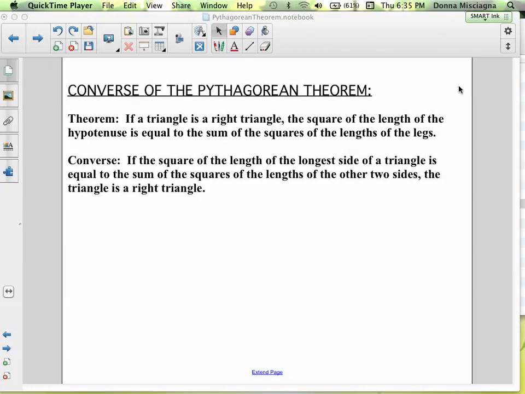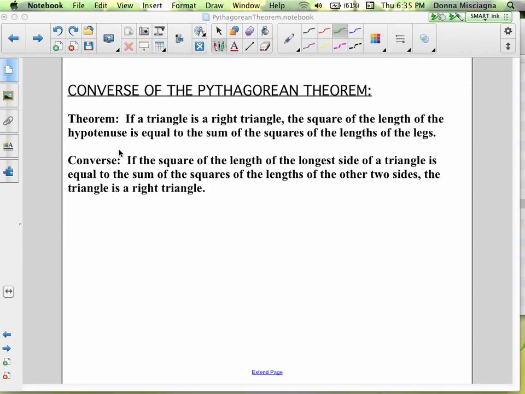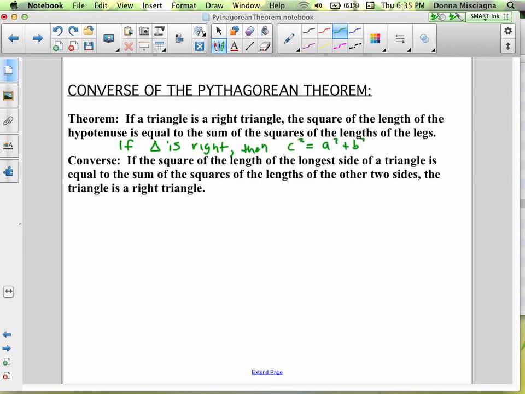Welcome to Converse of Pythagorean theorem. So Pythagorean theorem states if a triangle is a right triangle, then the square of the length of the hypotenuse is equal to the sum of the squares of the lengths of the legs. Right? Basically it says if the triangle is right, then c squared equals a squared plus b squared, where c is the longest side.